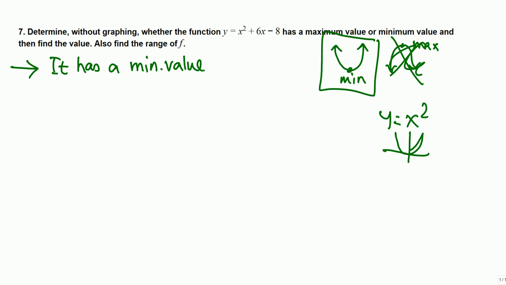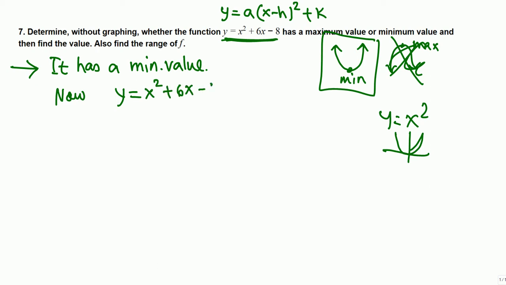And to determine the minimum value or maximum value we need to find the vertex of this parabola, of this quadratic function. So we need to put this in the standard form. The standard form is y equals a times quantity x minus h squared plus k. So we want to write this function in this form. Now y equals x squared plus 6x minus 8.